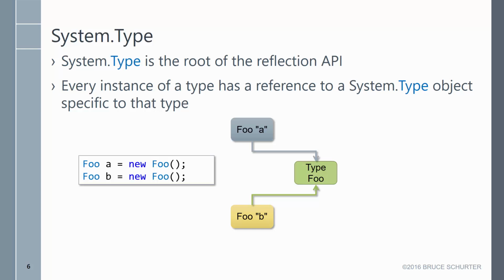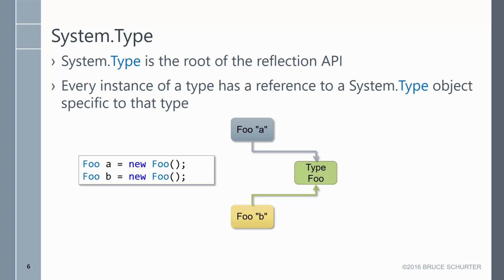Let's take a look at the type class. This is something you've probably used before by either using the typeof command or GetType, basically any of the functions that will return a type object. So this is the basic root of the reflection API.